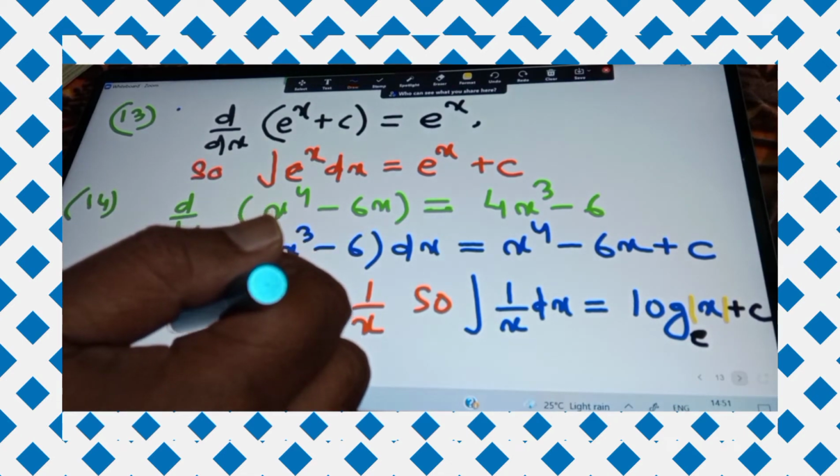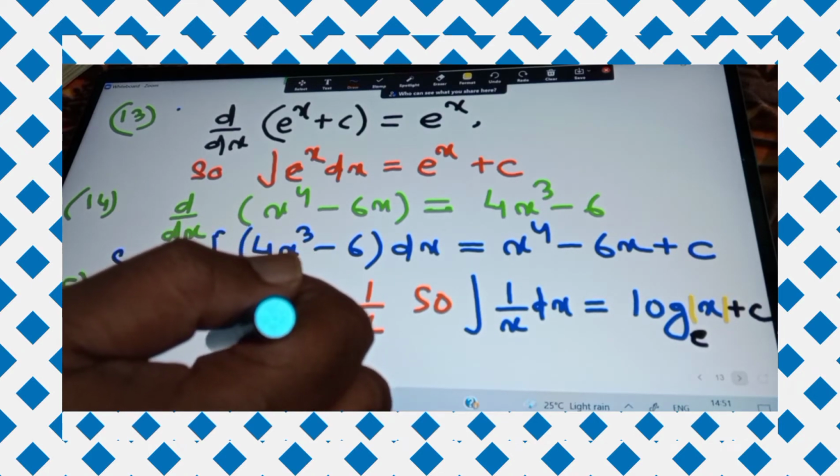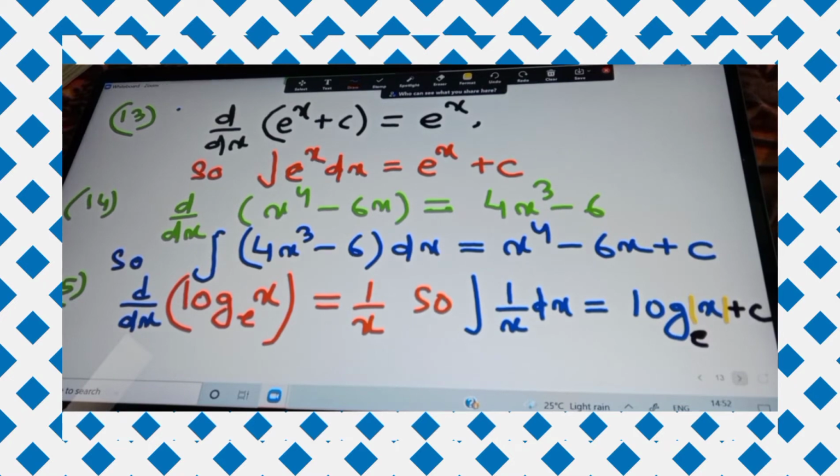Similarly, the derivative of log x to the base e is 1 upon x. So if you write in reverse order, integration of 1 upon x dx, or the integral of 1 upon x with respect to x, naturally it will be log modulus of x to the base e plus c, right?